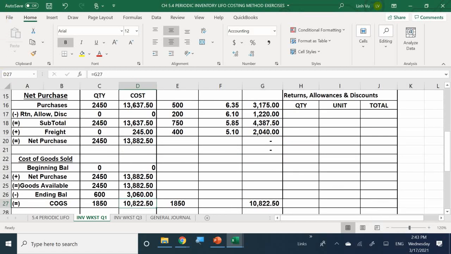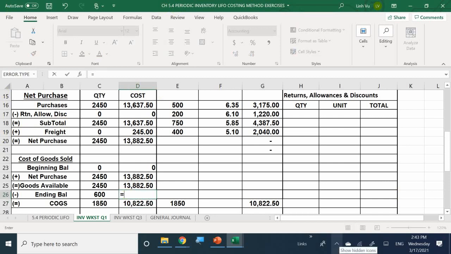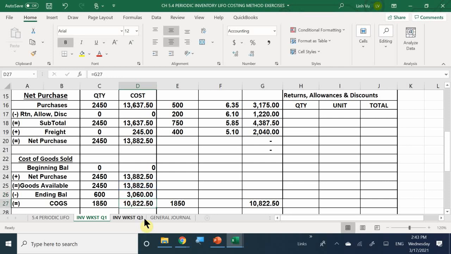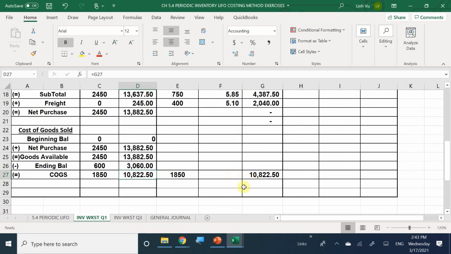The other way is, once again, I know I should have $13,882.50 at the end of the day. And if I sold $10,822.50, I should have $3,060 at the end of the day. Okay, so there are many ways that you can solve for it, but there's only one answer. That's the beauty of accounting, right? You could tell me every way that you can get the answer, as long as you get the answer.